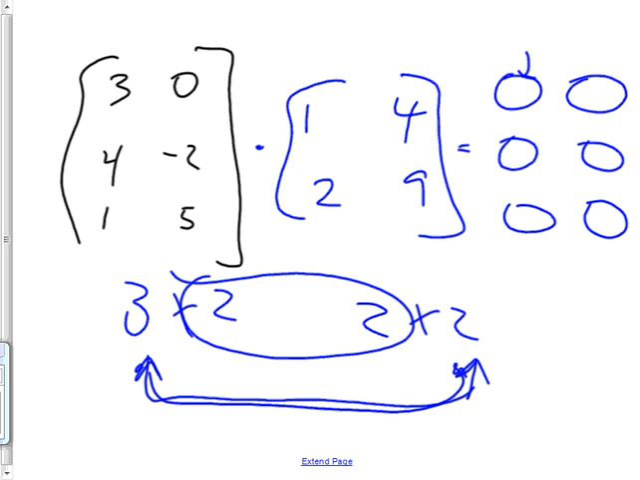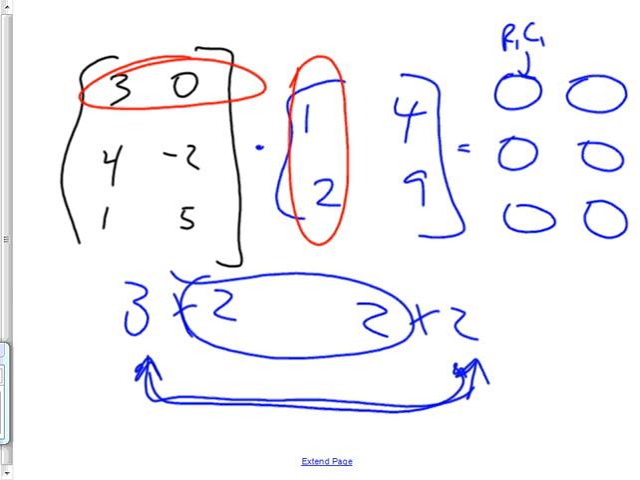Row 1, column 1. Very good. And that tells you what to use to get that answer. Here's row 1. Here's column 1. I had to think for a second before I got those to go together. Now, the 3 goes with the 1, and you do what to them? Multiply them. We'll add later. The 0 goes with the 2, and we multiply them. And then we add what we get.